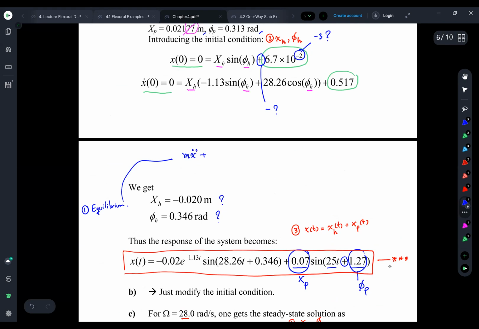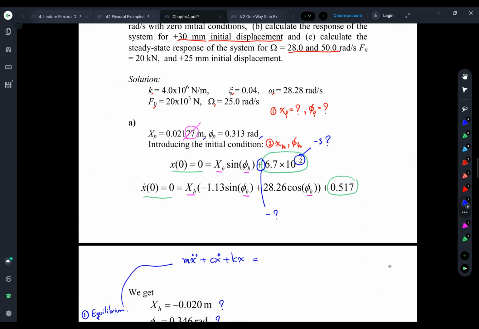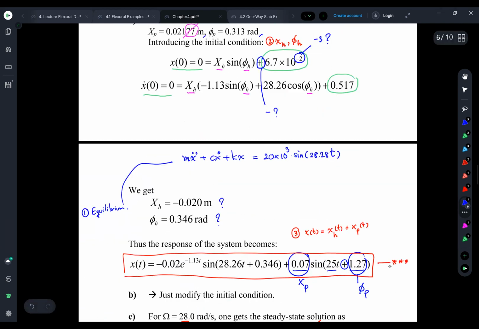X double dot equal to, I think we already introduced F0. This is F0 and psi big omega T. That's it. This is the equilibrium that your total solution here in the red color has to satisfy.